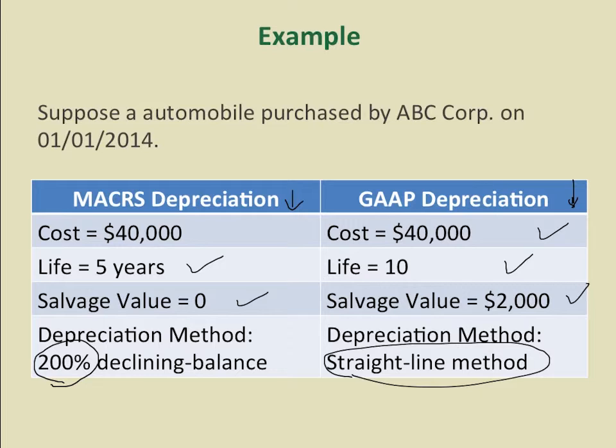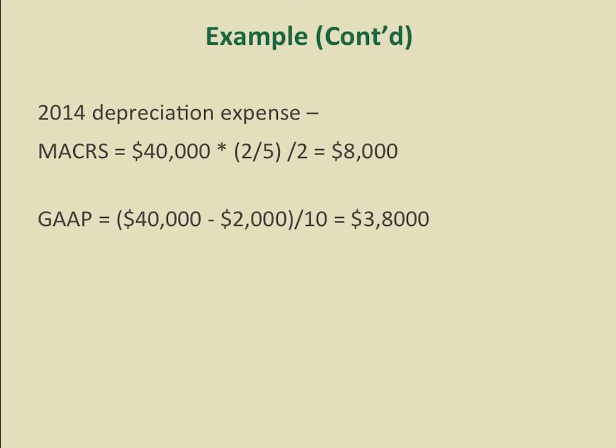In the next slide, I'm going to show you the difference in terms of the depreciation expense between these two systems. The 2014 depreciation expenses will be very different between these two systems. Under the tax system, we're going to use the historical cost of $40,000 times 2/5. This means that we're using the double declining balance method, DDB. Since this is the first year of acquisition, the depreciation expense under the tax needs to be cut in half, so divided by 2. So in the first year, under the tax, the depreciation expense is $8,000.